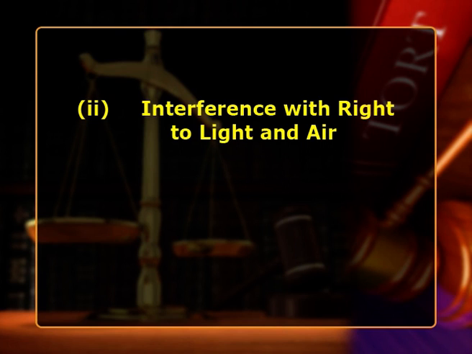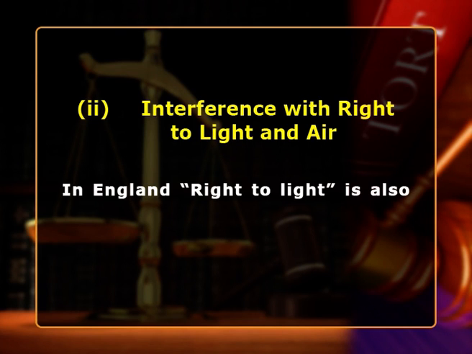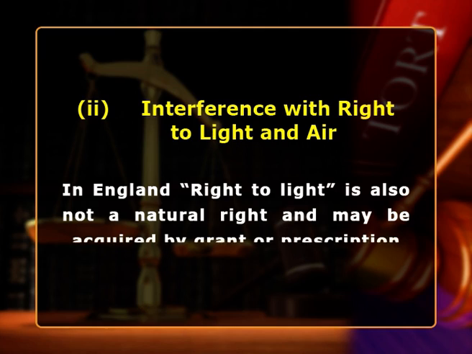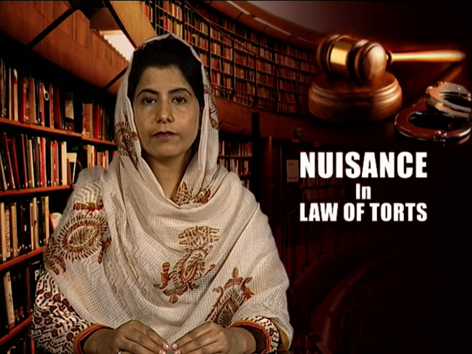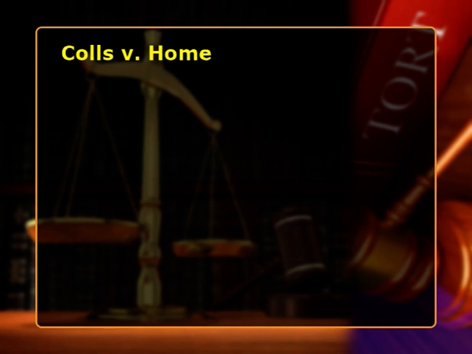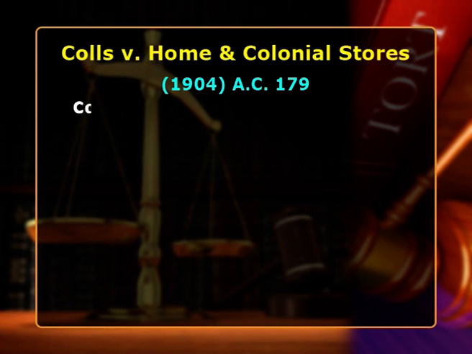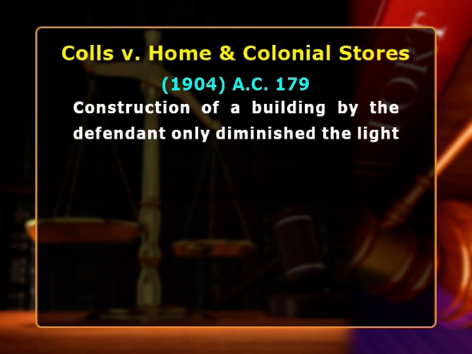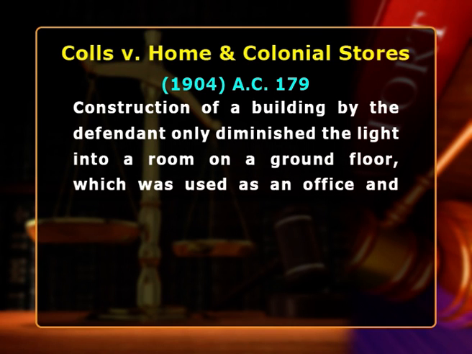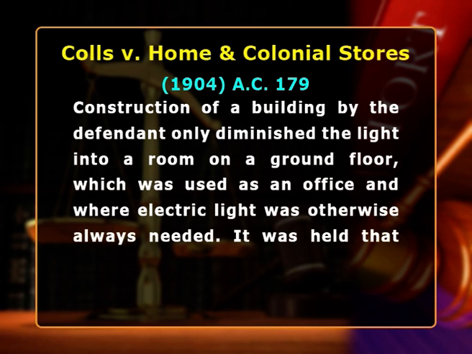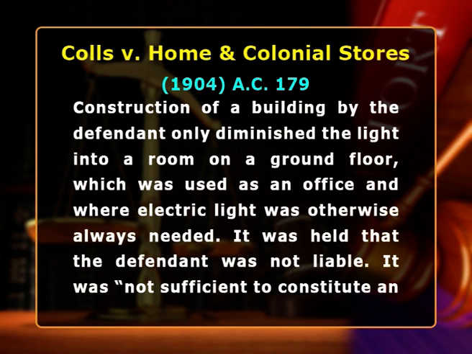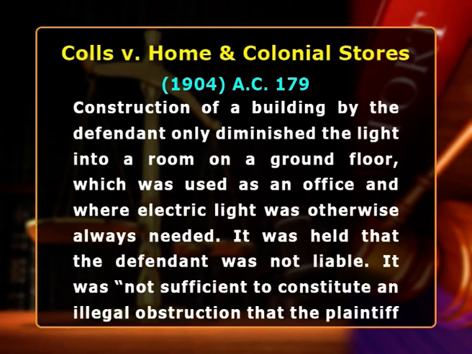Interference with right to light and air. In England, the right to light is also not a natural right and may be acquired by grant or prescription. When such a right has been acquired, a substantial interference with it is an actionable nuisance. It is not enough to show that the plaintiff's building is having less light than before. In Colls versus Home and Colonial Stores, the construction of a building by the defendant only diminished the light into a room on a ground floor, which was used as an office and where electric light was otherwise always needed. It was held that the defendant was not liable.